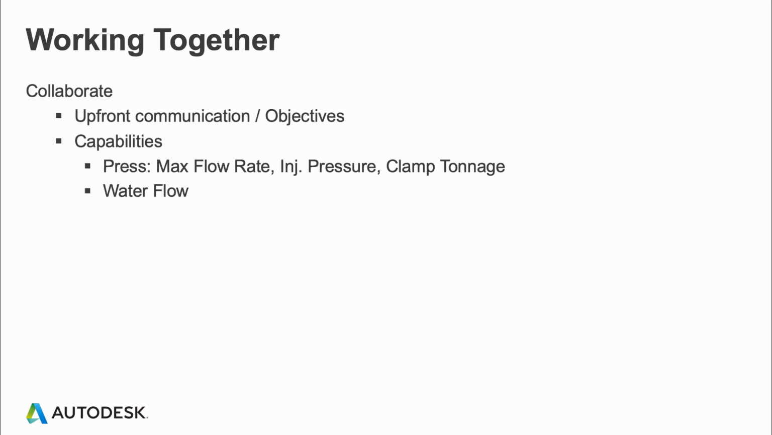Things like the max flow rate, injection pressure, clamp tonnage capabilities of the machine. Many times they're given published specifications, but what the machines are actually capable of are not the same thing. So if I know something from the Moldfloor side in terms of max flow rate capabilities of a molding machine, I need to convey that to the analyst so they can accurately analyze only the usable range of the machine.